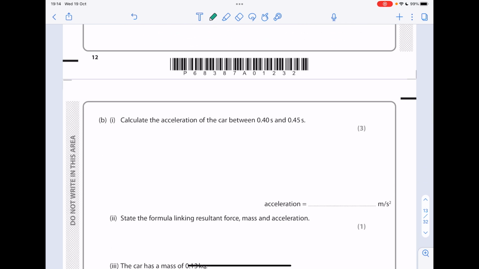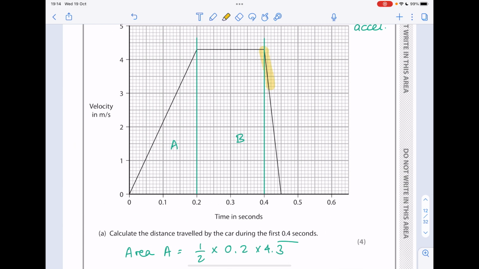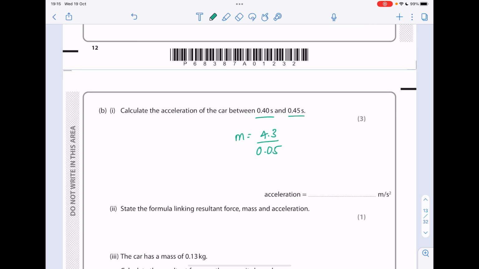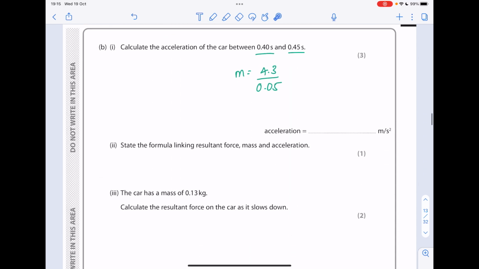Calculate the acceleration of the car between 0.4 and 0.45 seconds. We're looking for this acceleration here, so we need the gradient. So that's y over x, which is 4.3 over 0.05 to get 86. But it's a negative. Look, our car is slowing down here, so it's a negative acceleration, which is why we need a minus sign there.